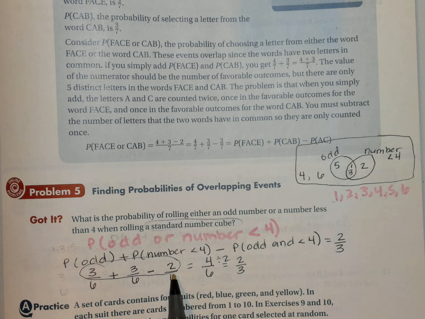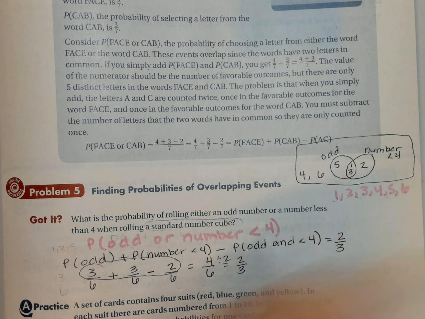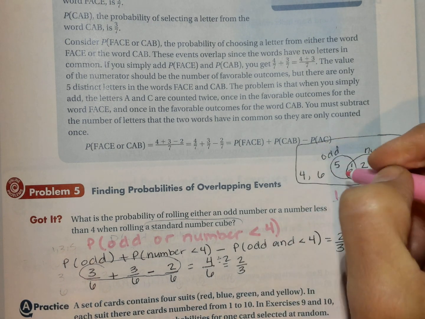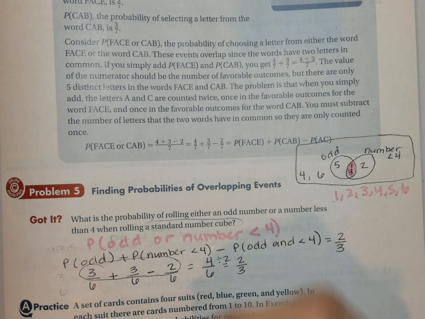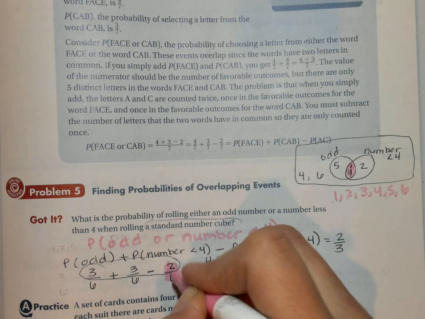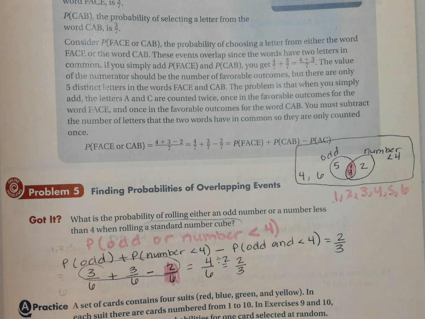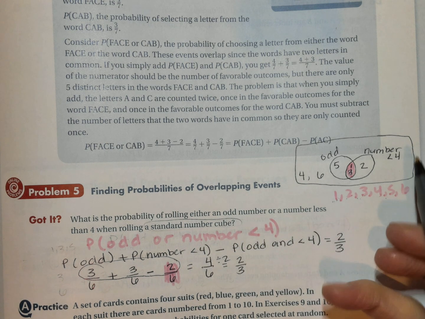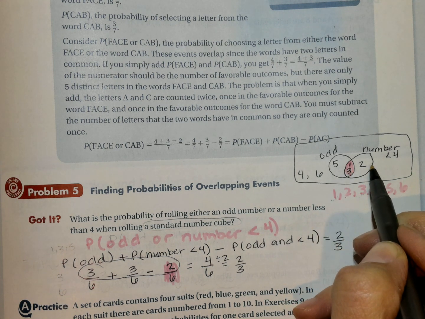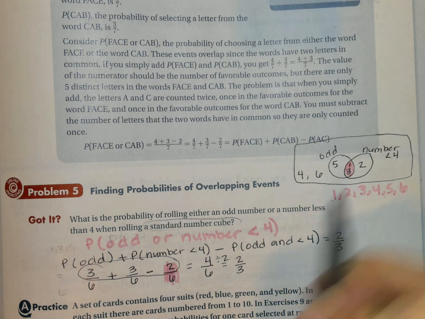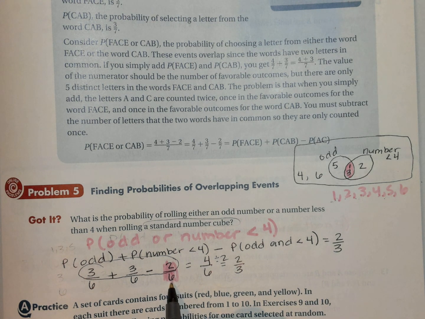But then you subtract the overlapping part. I'll shade it in actually. Right here is where they overlap. So it's all about that overlapping part. We can't count these twice. I can't count them as odd and then count them as less than 4. You can only count them one time. So that's why we have to subtract it away.